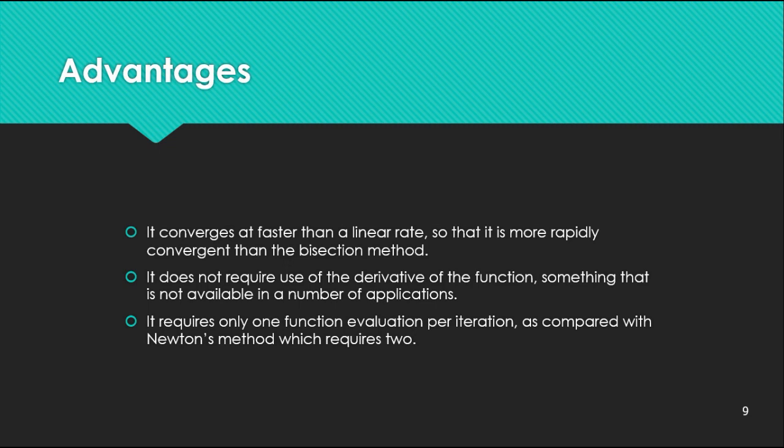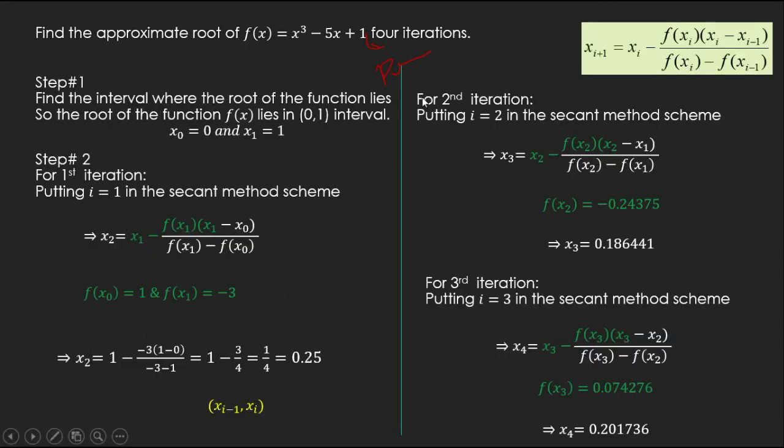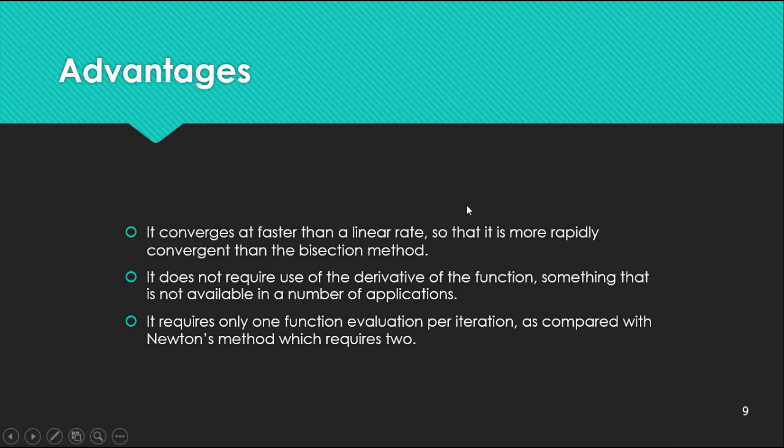You need to find, as we have discussed here, only the f of x2 value, because in the previous information you have all the other values of the scheme except f of x2. So the next advantage is it requires only one function evaluation per iteration. But after learning the calculator programming, you don't need to do this function evaluation. You just need to press the equal button and substitute the value, and you will get your result.